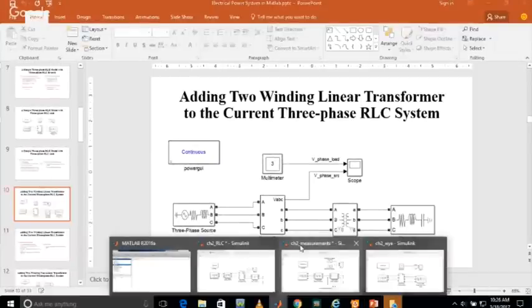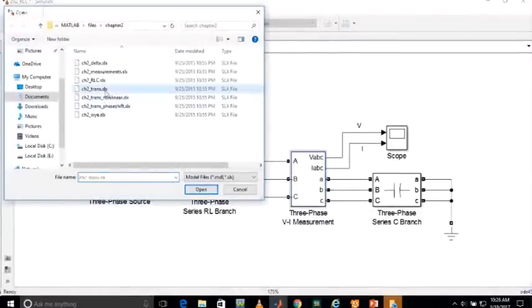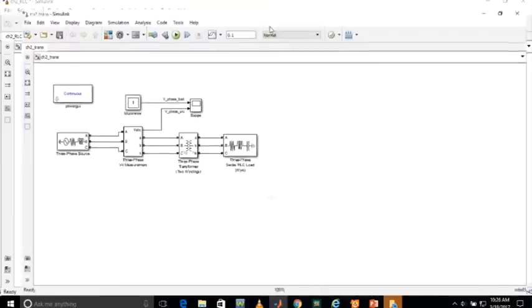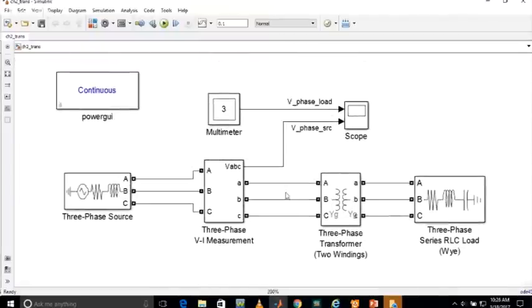So let's see, in the model, this is the transformer. Previously we developed a three phase source with three phase VI measurement and three phase RLC. In between the three phase VI measurement and the three phase RLC load, we have connected a three phase transformer. You already know where it will be present, the transformer is in the elements department.